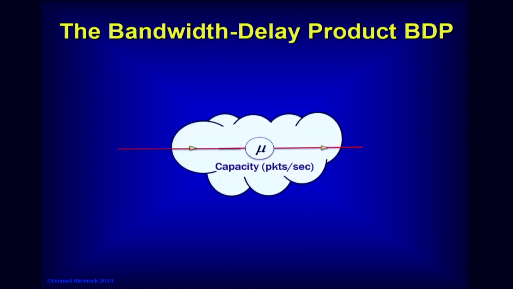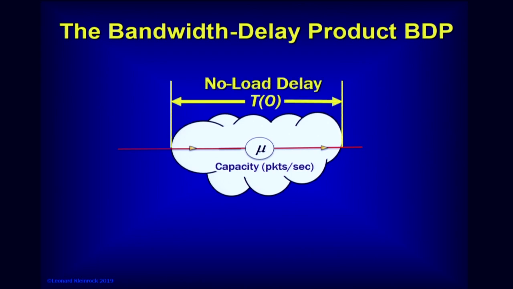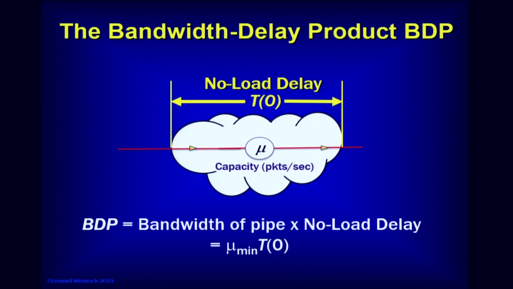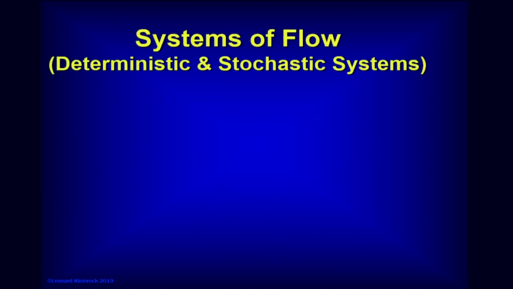Now, of course, there's a well-known function which you should have studied already called the bandwidth delay product. Basically, it's a network with a certain capacity. There's a certain time it takes to send data when it's very lightly loaded, basically nothing else but you. And the bandwidth delay product, BDP, is the bandwidth of the pipe, mu, the minimum along the pipe, times the time to get through when there's no other interference. And it's a very important engineering quantity which you should have studied in your early days.